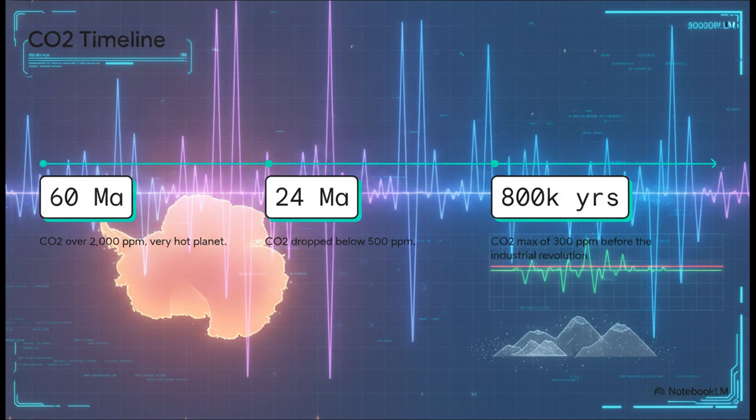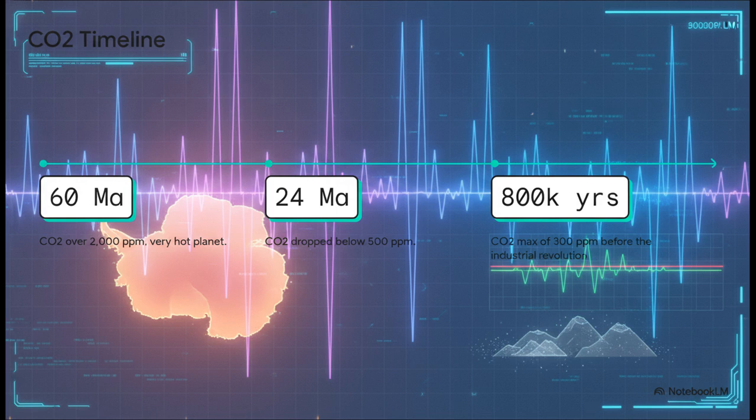About 60 million years ago, CO2 was over 2,000 parts per million, and the planet was so hot, Antarctica was virtually ice-free. But over tens of millions of years, tectonic events like the Himalayas rising increased rock weathering, pulling massive amounts of carbon out of the air. By 24 million years ago, CO2 had dropped below 500 parts per million.